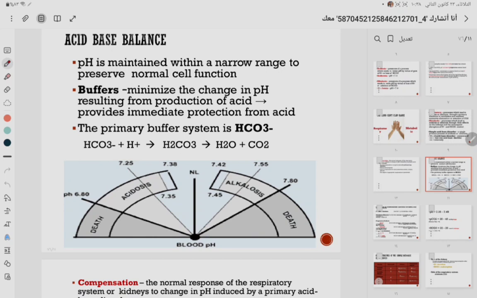Why is pH quite important to maintain cell function and enzymes working properly? Because either alkalosis or acidosis is not optimal for the enzymes to work, and often they degenerate and stop working, and those enzymes keep us alive. So the buffering system minimizes the change in the pH. It will keep our pH between 7.35 and 7.45.